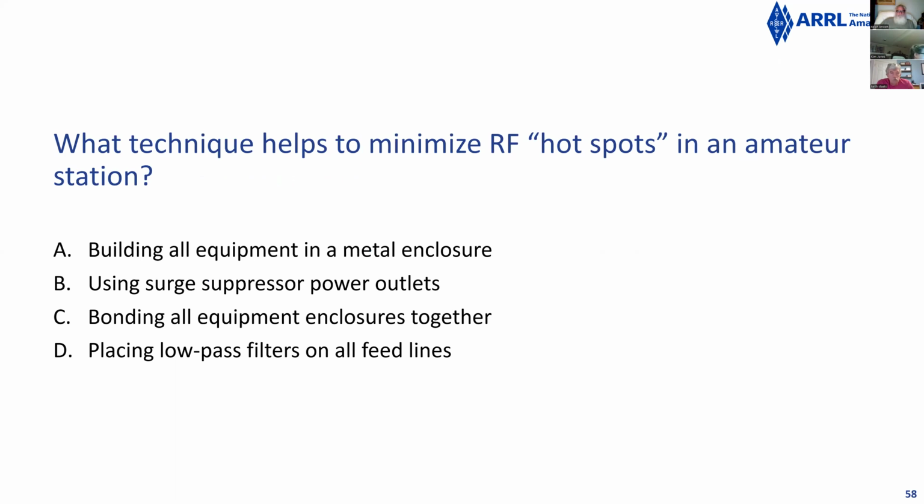Okay, what techniques help to minimize RF hotspots in an amateur station? A, building everything in a metal enclosure. B, using surge suppressors. C, bonding all equipment together. Or D, placing low pass filters on all feed lines. It should be easy. I'm going to guess C. I hear a C. I think I see an A from Christopher. I'd say C, bonding all equipment together. Yes, it's C, bonding all the equipment together.